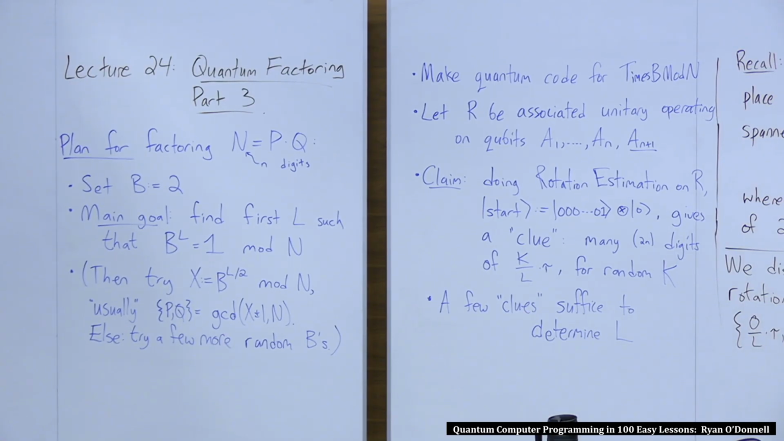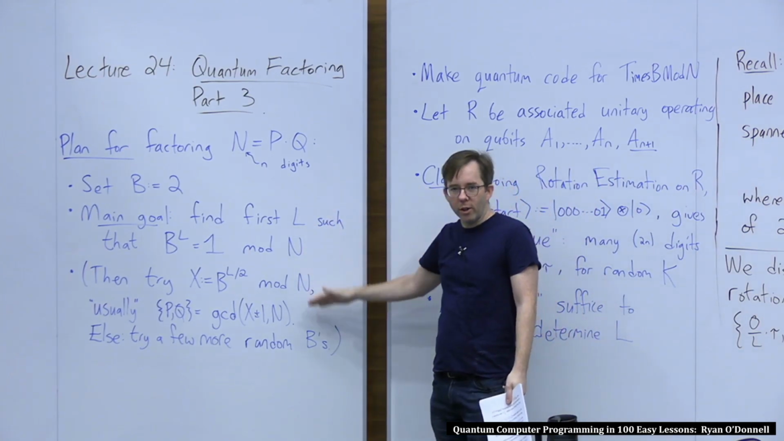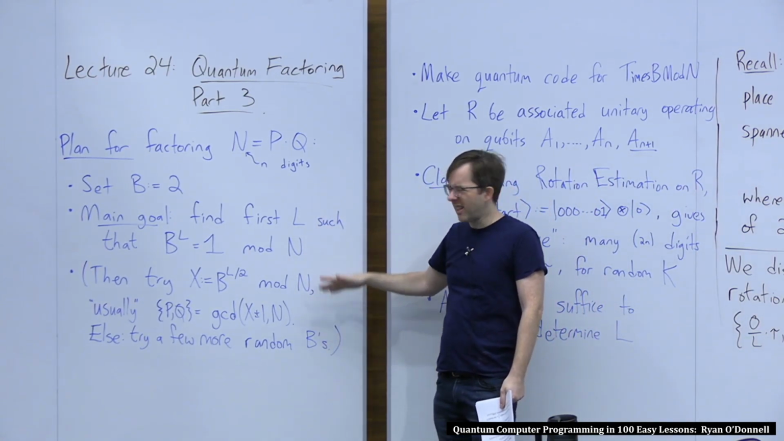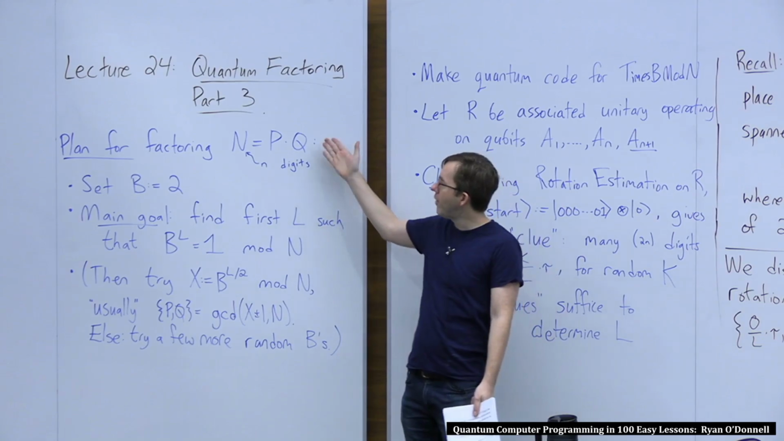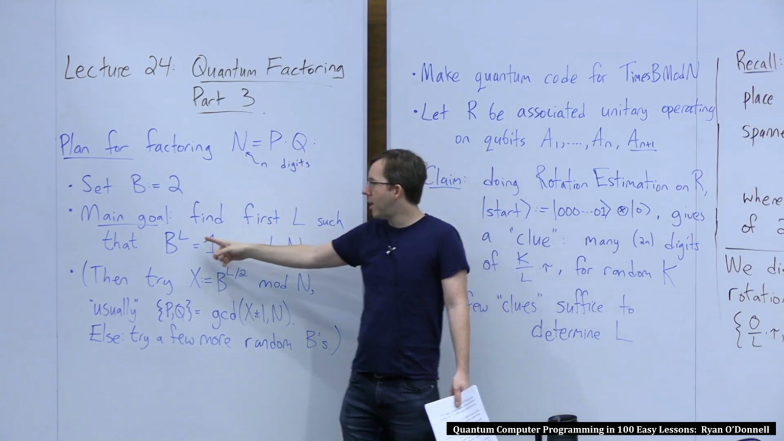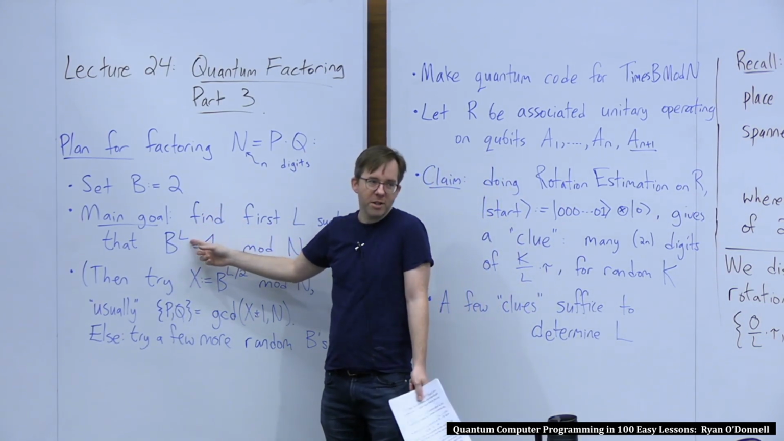Okay, so I should also mention that this plan was known long before quantum factoring algorithm existed. They knew this in the 70s and 80s that the problem of factoring reduced to this problem of finding L. But then, well, we don't know how to solve this problem either.